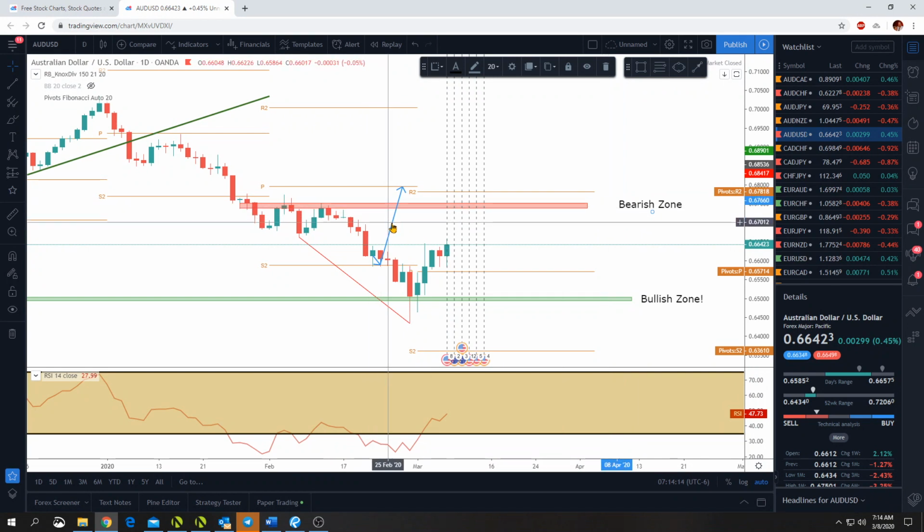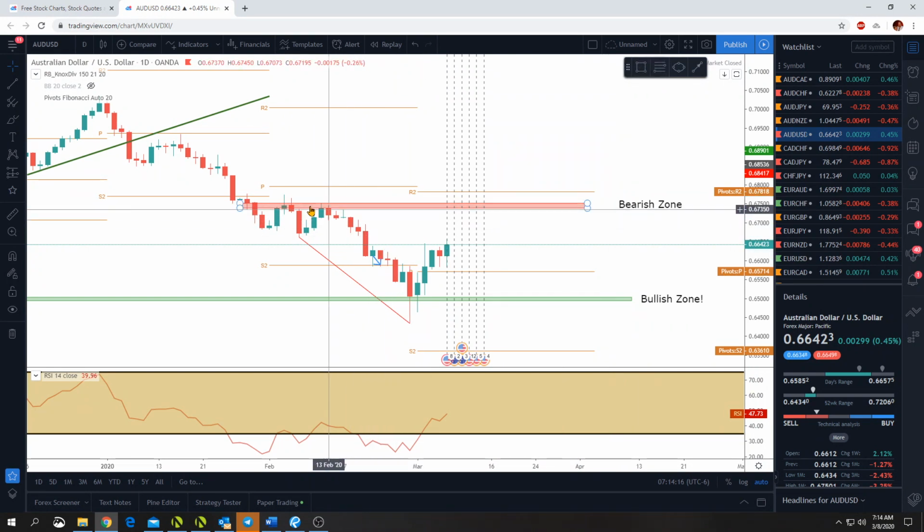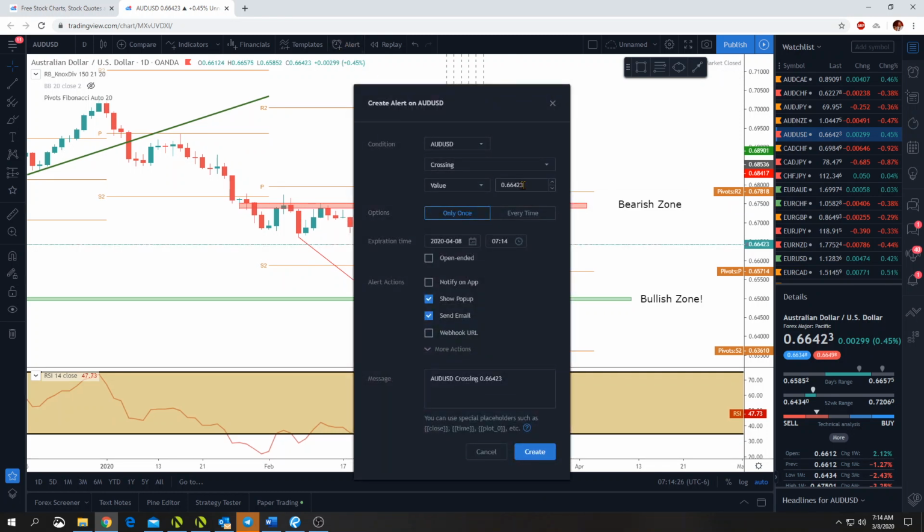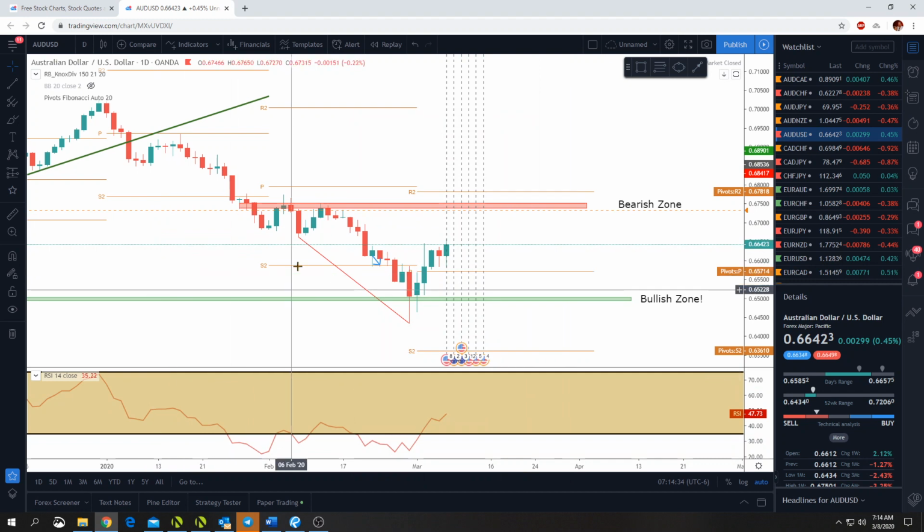Because we have this trend line break, I'm thinking price is going to come all the way up here. So I'm going to set my alert right in front of this. It's 0.67324. Bam. All right. Turn that one orange.